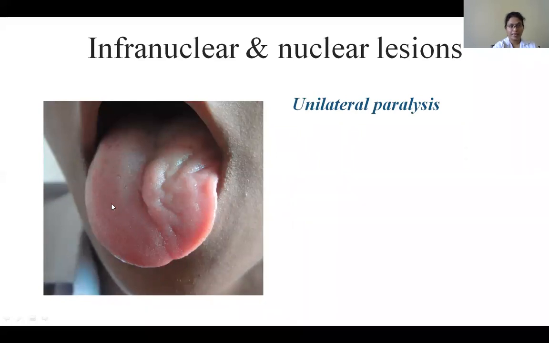So this is right side and this is left side. If you look at this picture, you see here, the bulk of the muscle is reduced.